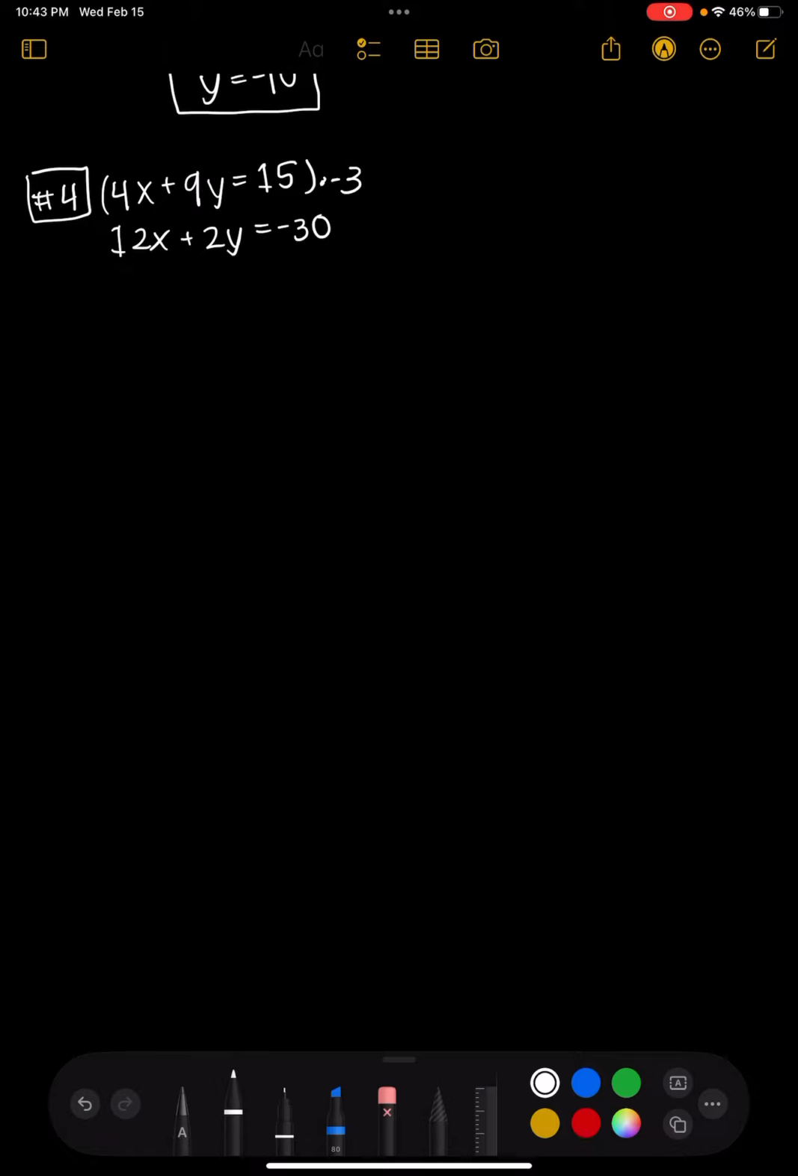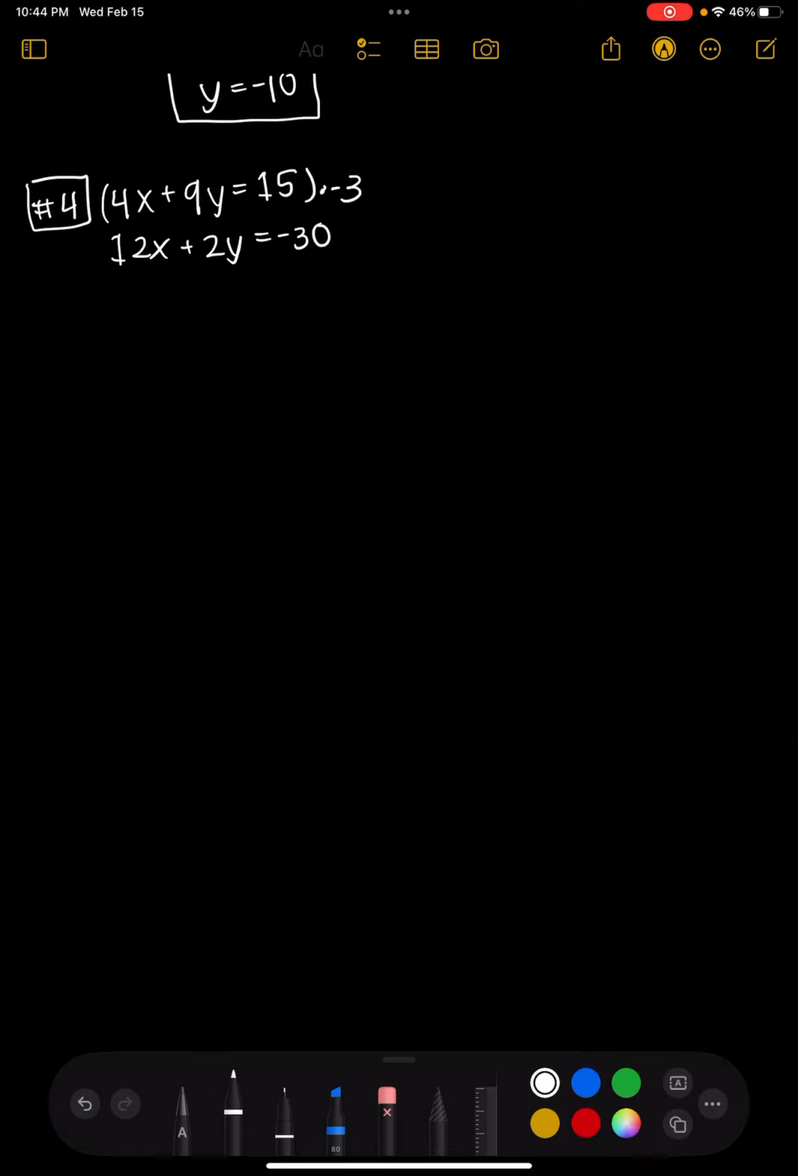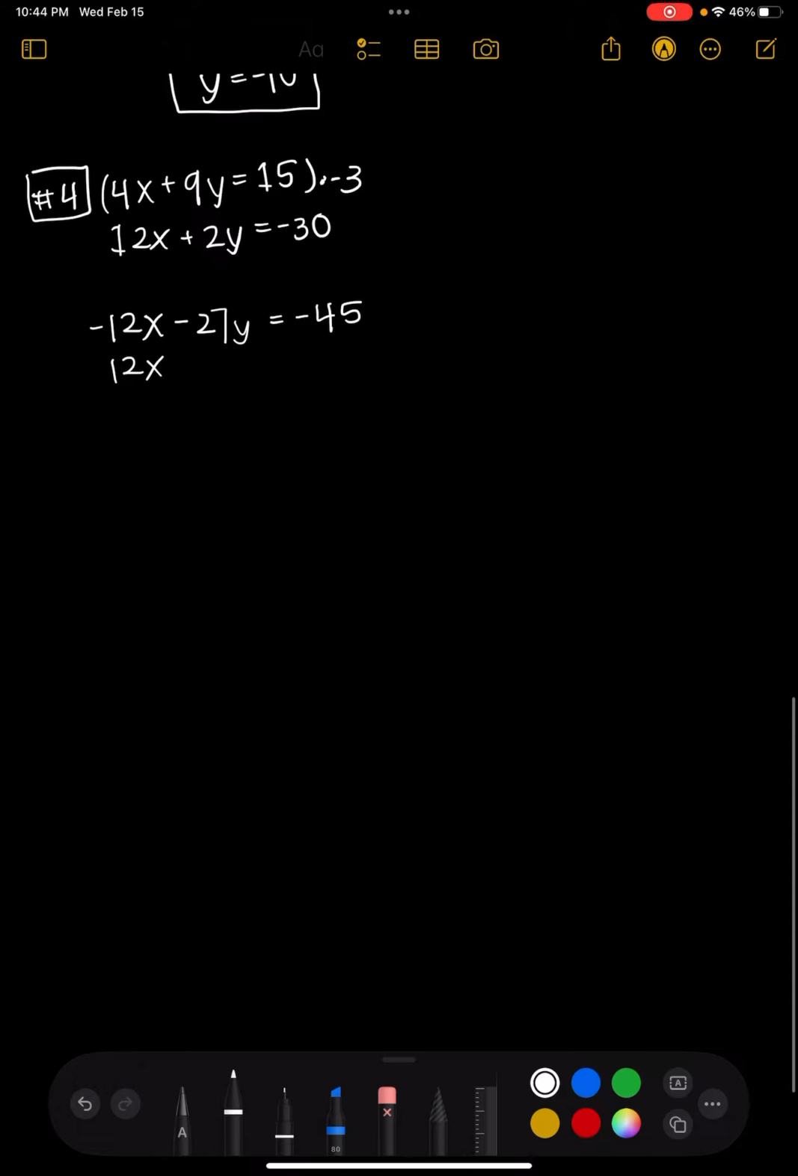So when I rewrite that top equation, I'm going to multiply everything by negative 3, and 4x times negative 3 gives me a negative 12x. Then negative 3 times 9y gives me a negative 27y. And then 15 times negative 3 gives me negative 45. Then let's just rewrite the bottom equation because we didn't do anything to that one. Then we're going to add them together.